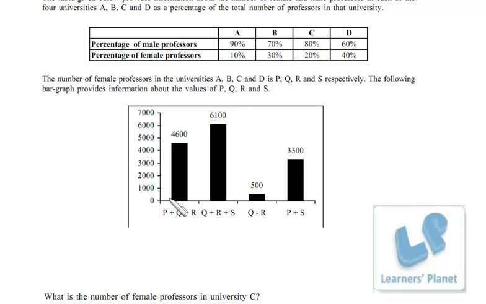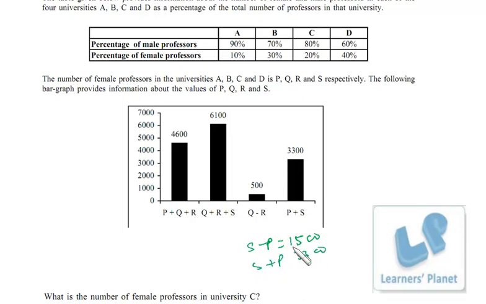So first of all we do that. P plus Q plus R is 4600 and Q plus R plus S is 6100. So if we deduct this from this, we'll be getting the value of S minus P. So S minus P is 6100 minus 4600, so that's 1500, and S plus P is 3300, right?